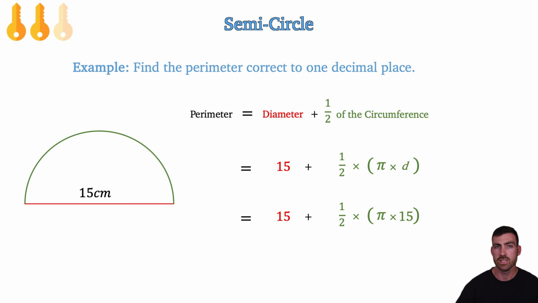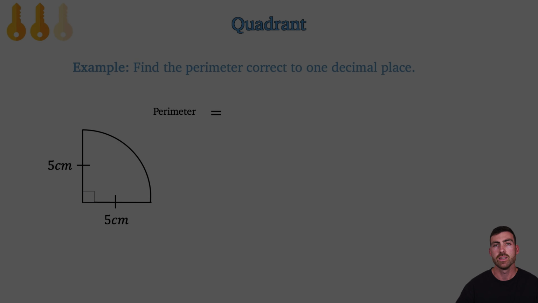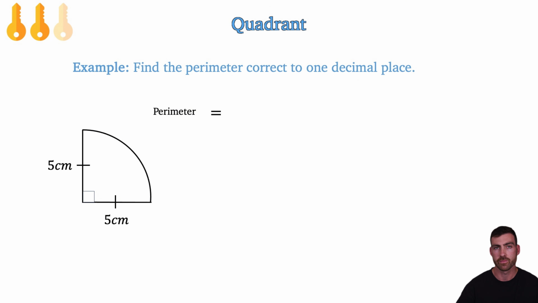Now replace D in the formula with 15. Then get your calculator out to help calculate. Rounding to 1 decimal place, we get an answer of 38.6 centimeters. Now let's look at the quadrant. In total, there are 3 measurements making up its perimeter. We have a radius, plus another radius, plus the arc of a quadrant.